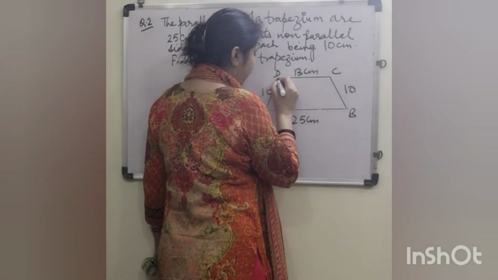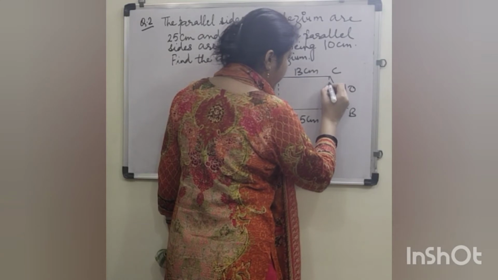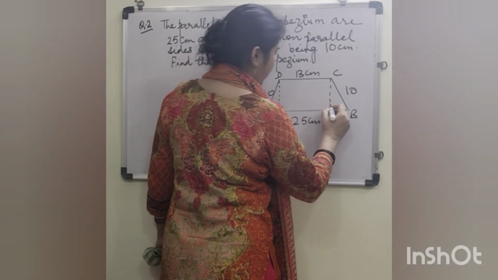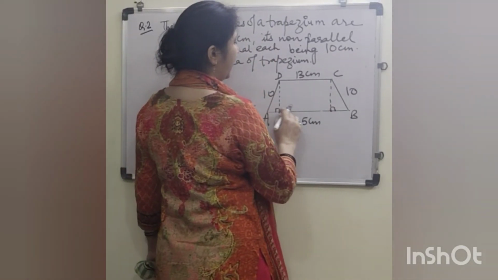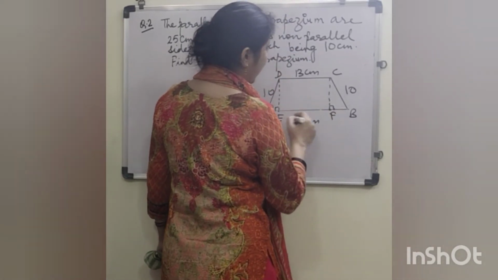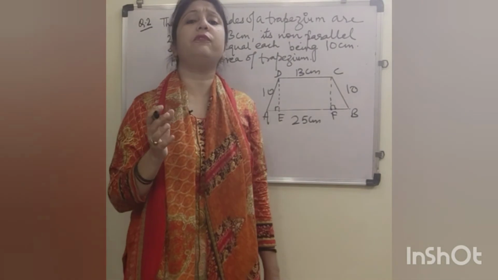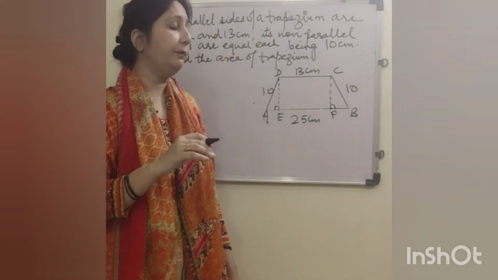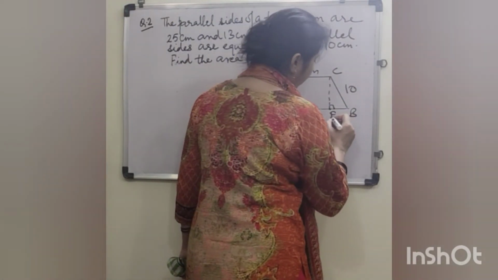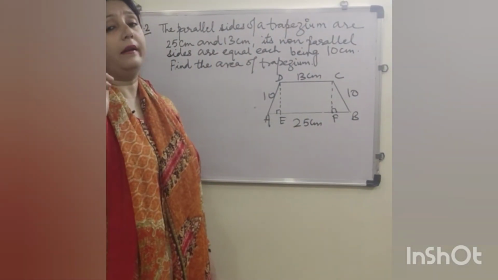We have two methods. One is this, that you drop perpendiculars from both the vertices of side CD on the base. Fine. Now it has become a rectangle, say EF. So DEFC has become a rectangle, whereas triangle AED as well as triangle BFC are two right triangles.